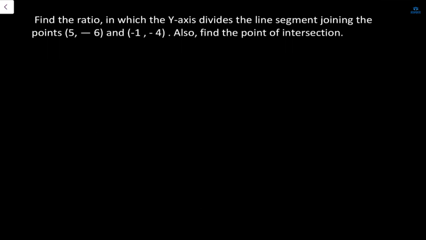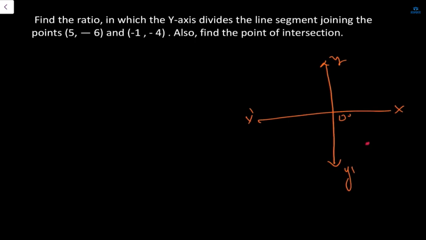Now, first of all, find the ratio in which the y-axis divides the line segment. So you can draw here the y-axis, y dash, x dash, and 0. Now, the y-axis divides a line segment joining the points 5, 6, which will be somewhere here, and the next point -1, 4, somewhere here. Now, also find the point of intersection. We can take it as P. Now, coordinates of P will be 0, y. Am I right? Yes, ma'am.